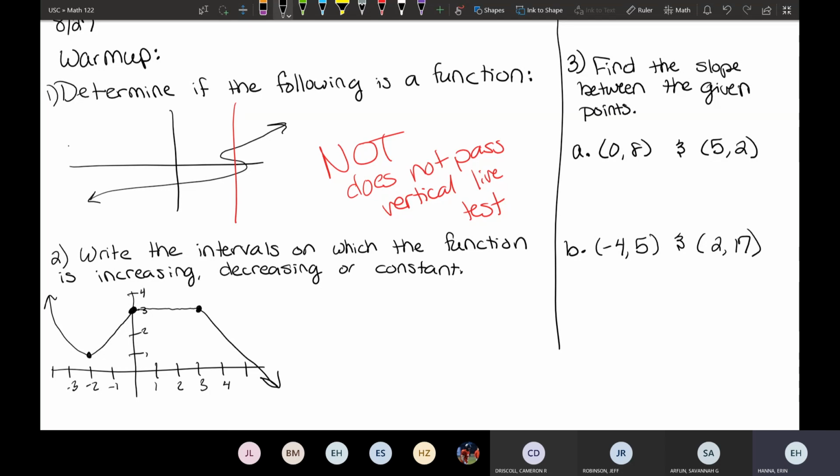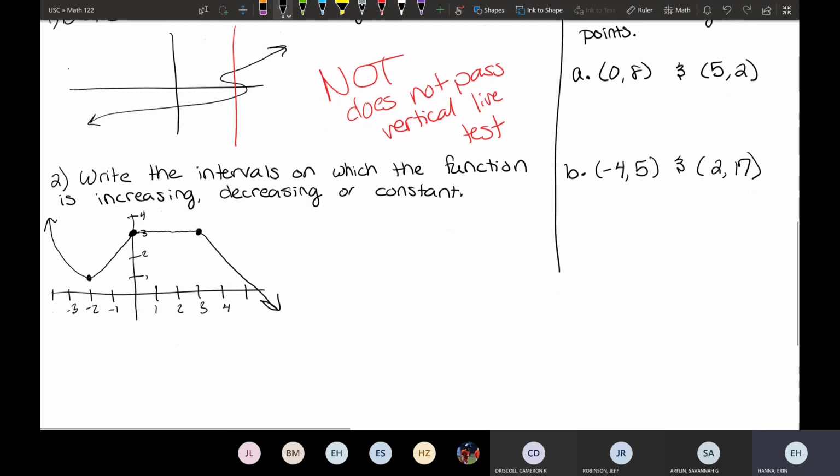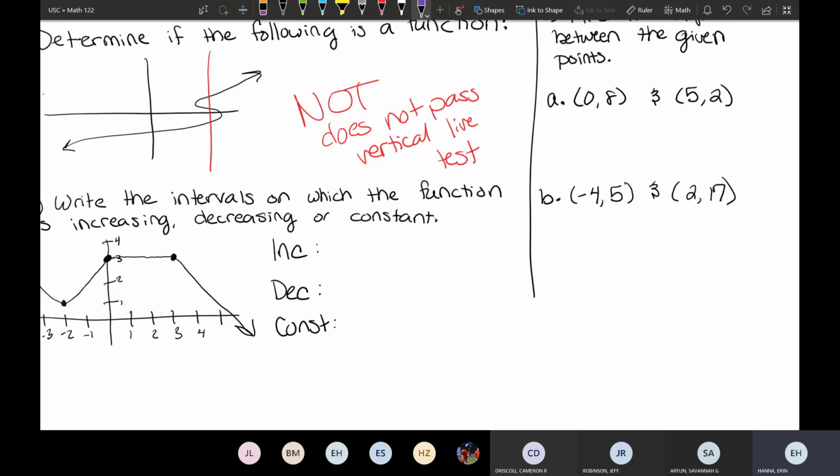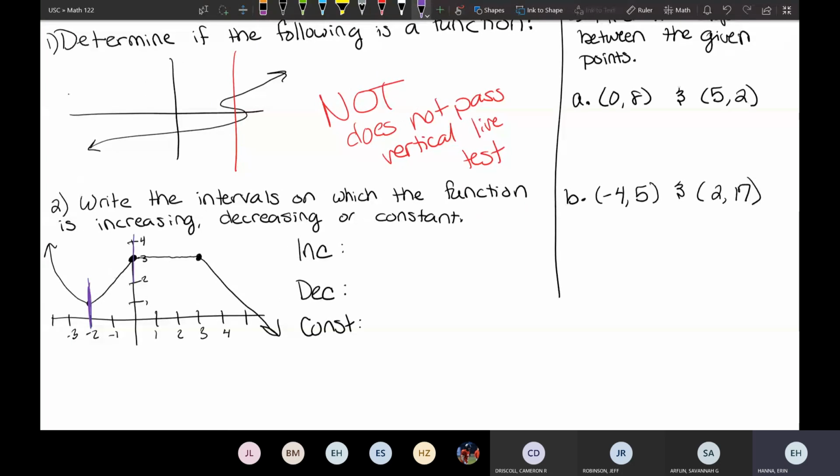Increasing, decreasing, constant. I'll go through that slightly quickly because we did warm-ups like that the other day. The slope I'll slow down slightly. So here, decreasing, constant. We're essentially breaking it up. Here, here, and here.